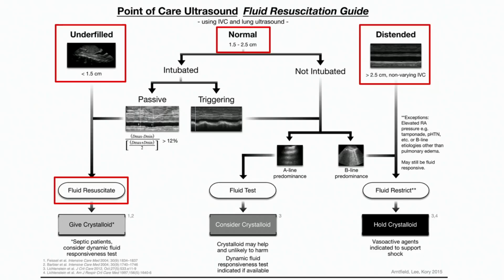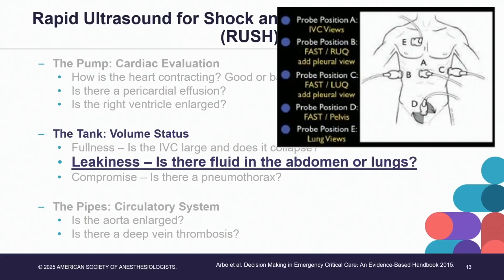If it's distended, we're going to call that greater than 2.5 centimeters. And if we do that, we say there are, of course, exceptions, such as tamponade, pulmonary edema from other reasons, but we're going to say we're more likely going to fluid restrict and focus on our vasopressors and inotropic agents. In this normal range, most of the time, I'm actually looking to lung ultrasound for A lines and B lines to decide the next best step.